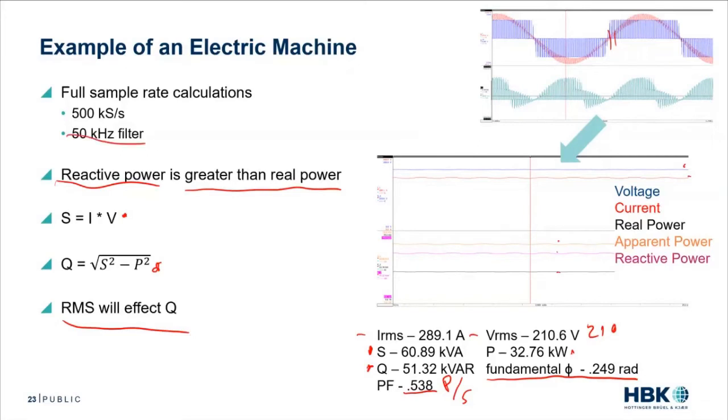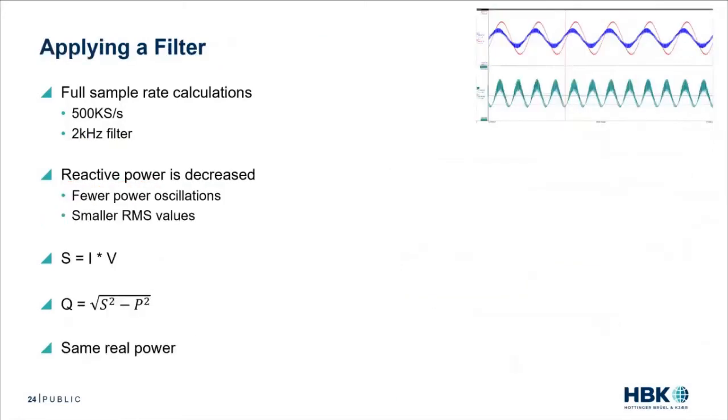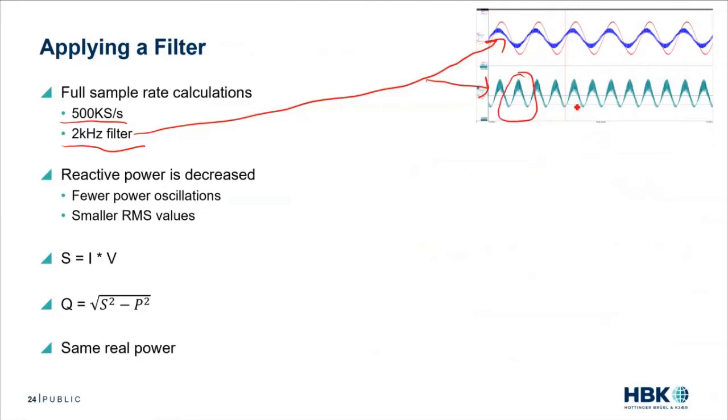So what if I filter this? In this example, we take the same data, very important, this is the exact same data, and instead of a 50 kilohertz filter, we now apply a 2 kilohertz filter. And if we look at this, we can see, all right, my voltage has a lot less oscillation. My current's got a lot less oscillation. And my real power has a lot lower amplitude and a lot less oscillation. But we still have that reactive element. We still have a lot of oscillation going on, so we're not at 0.